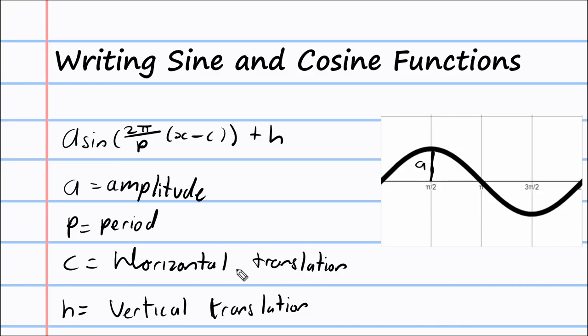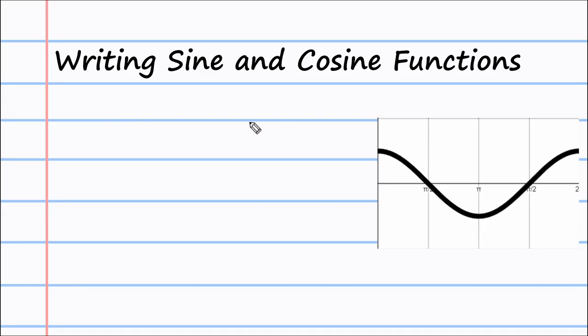All right. The same thing is true about cosine functions. The standard form for cosine of x is very similar to the standard form of sine of x. All right. So let me rewrite that. So a times cosine of 2 pi over p times x minus c, plus h.